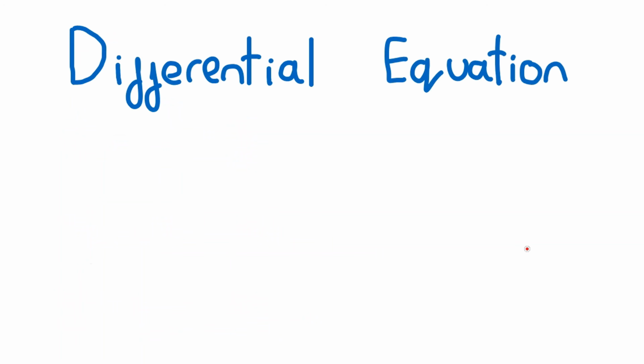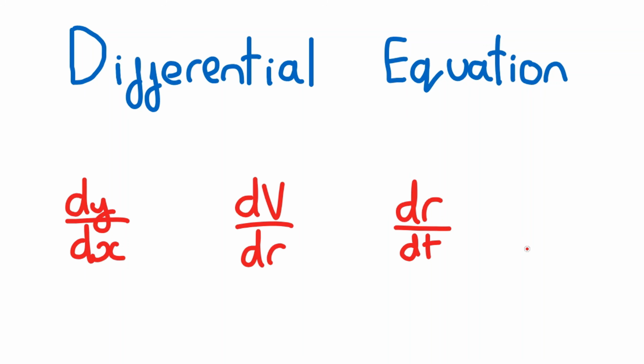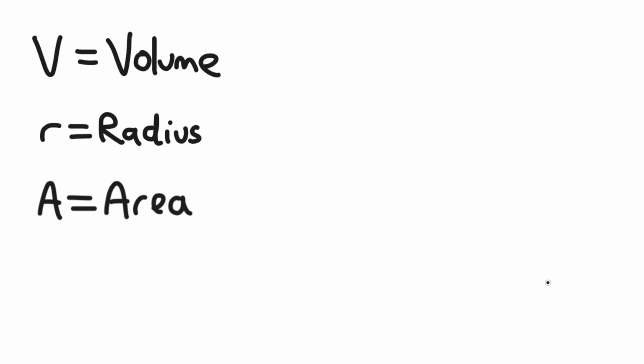I just also want to quickly define what the term differential equation is, because this phrase gets thrown around a lot and a lot of people think it's something really complicated. A differential equation is just something with a derivative in it. So dy over dx, dv over dr, or dr over dt. If an equation has one of these in it, it's a differential equation. That's all it means when we say the phrase differential equation. Okay, so hopefully that's all fine.